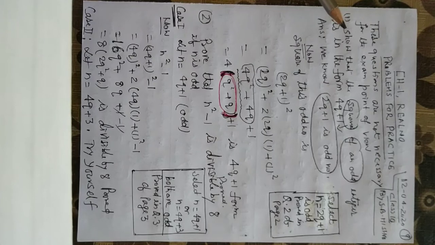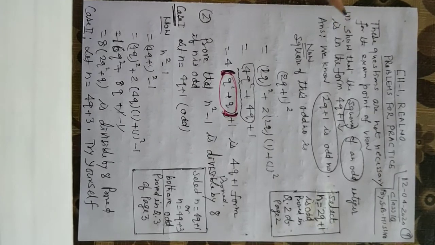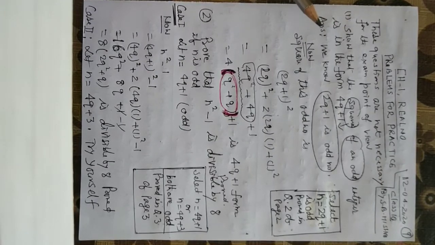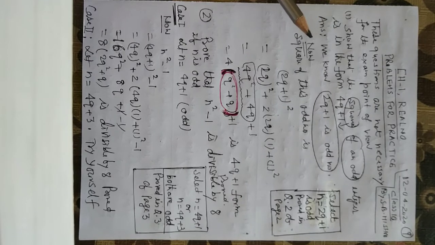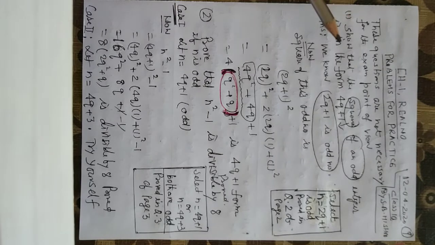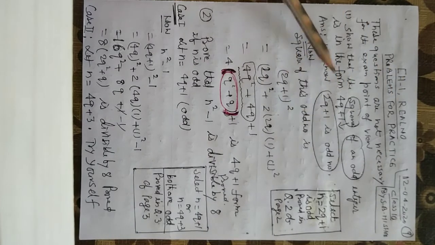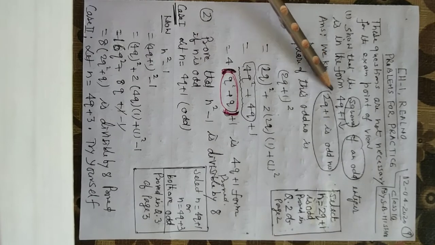I am S.B Mishra, going to teach you some extra problems of chapter 1. These problems have been kept for you for practice purpose. These questions are not necessary for examination point of view. First question: prove that the square of any odd integer is in the form 4q plus 1.